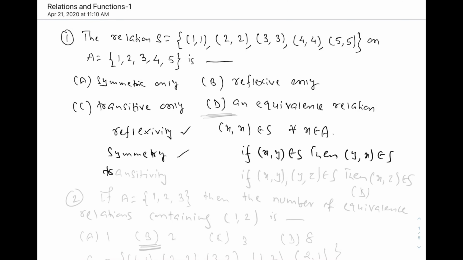And similarly transitivity. What is transitivity? Here also, if (x,y) and (y,z) belong to S, then (x,z) also belongs to S. So this condition is also satisfied here in this S. So our answer is that it is an equivalence relation. Okay, so option D is there. Let us take one more.